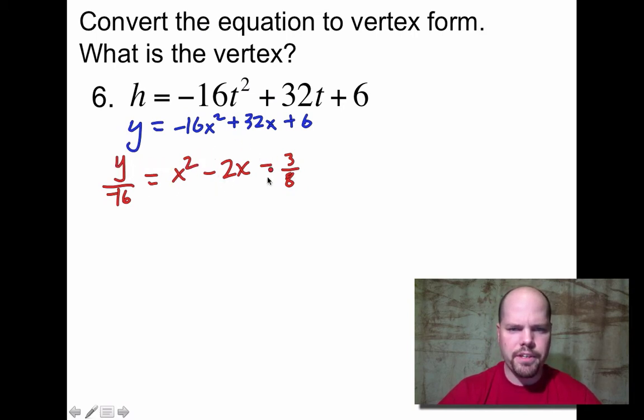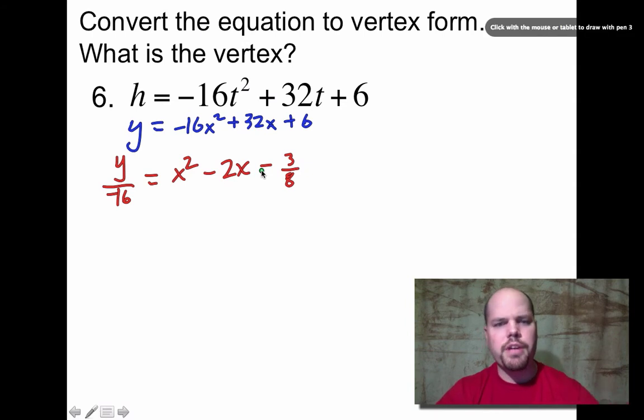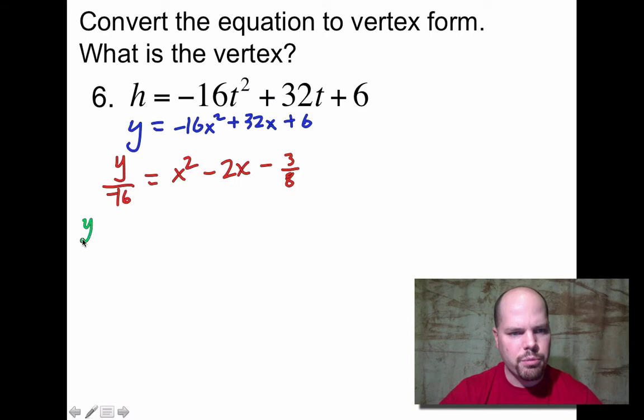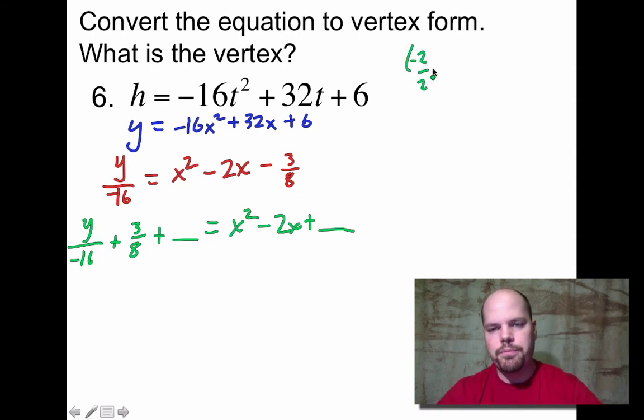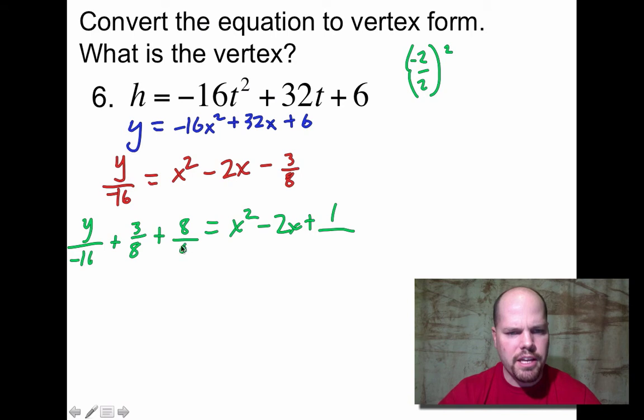Okay, now, is the minus 3/8 what we want there? No, it would have to be a positive to make this a perfect square. So the first thing we're going to do now is isolate x squared minus 2x. So add 3/8 to both sides. So I end up with y over negative 16 plus 3/8 plus something equals x squared minus 2x plus something. Well, we take half of negative 2 and square it. So negative 1 squared is 1. So we're going to add 1 to both sides. In this case, I'm going to add 8/8.